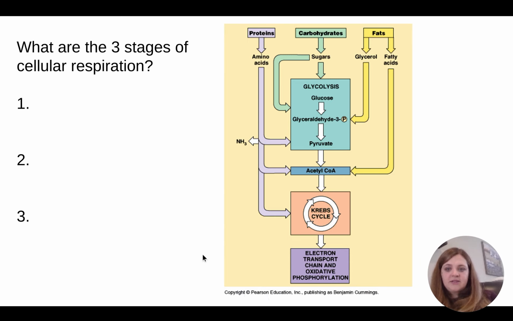All right, so just a quick little review. Hopefully you guys know the 3 steps. The first stage is glycolysis. The second step is the Krebs cycle. And the third stage is the electron transport chain, also known as oxidative phosphorylation. The reason we call it oxidative phosphorylation is because it requires oxygen, and that phosphorylation of the ATP is happening, so we're getting a bunch of ATPs created.